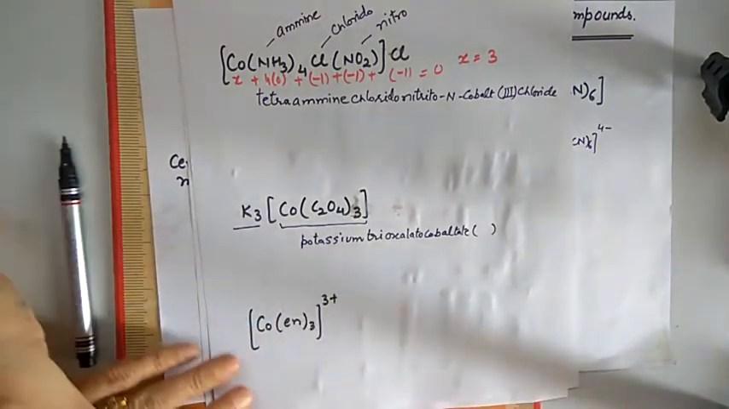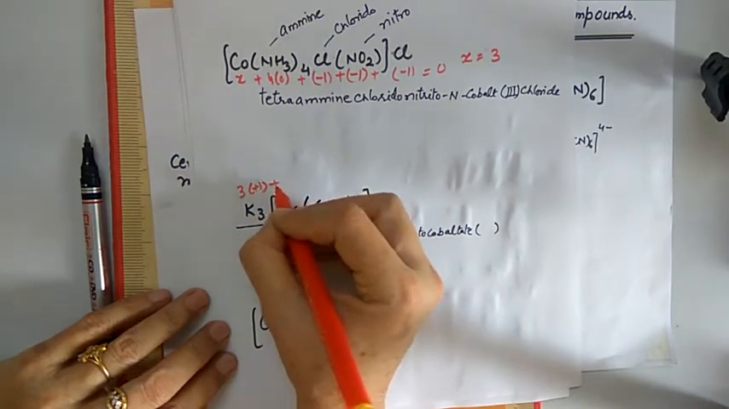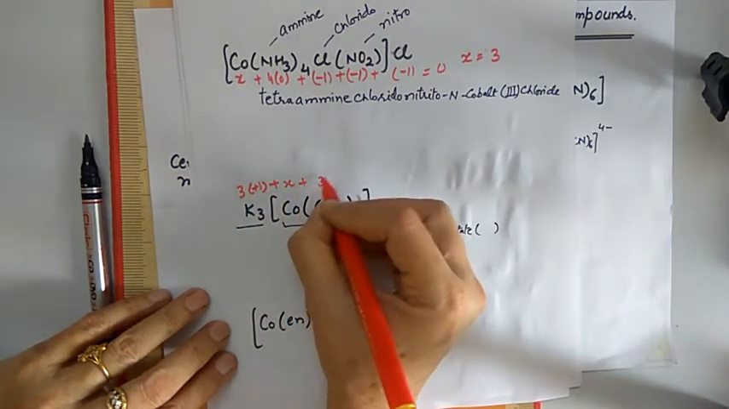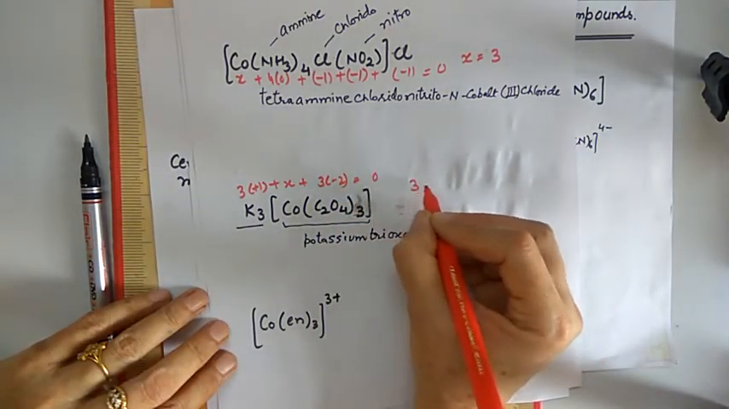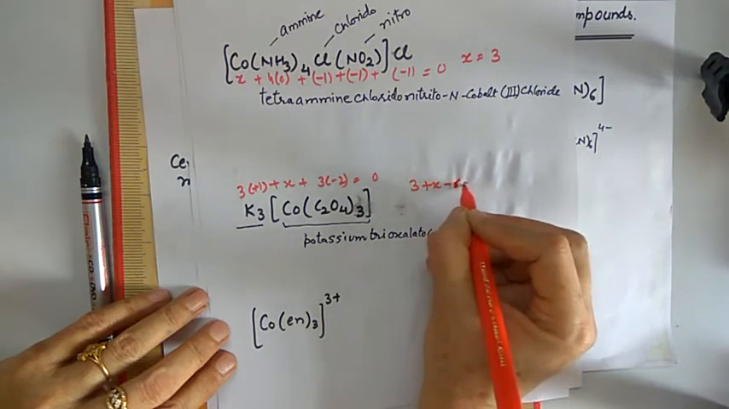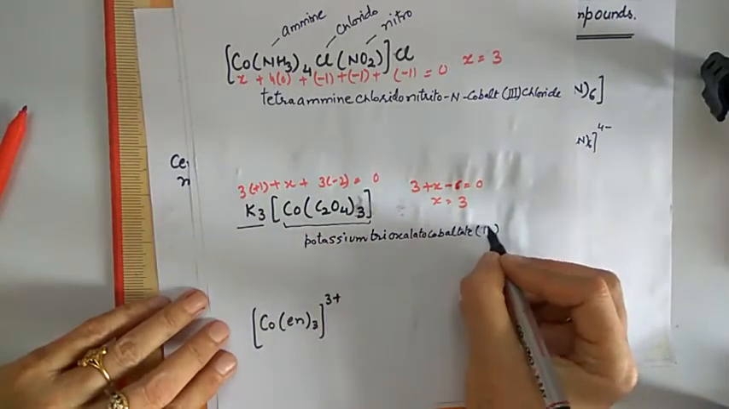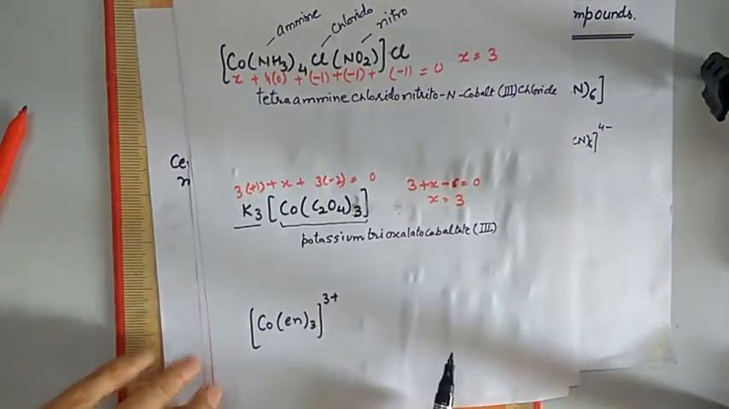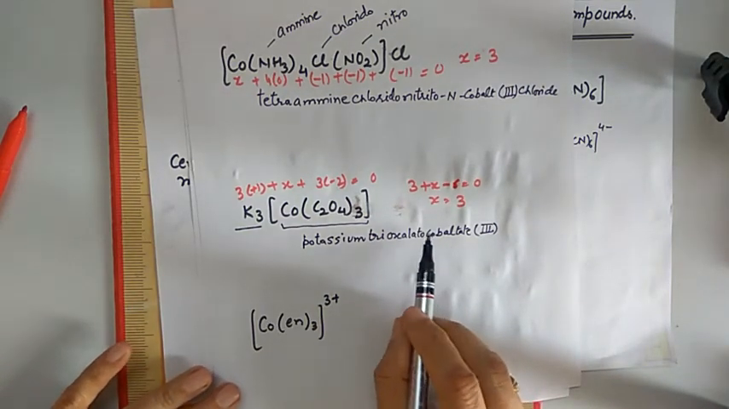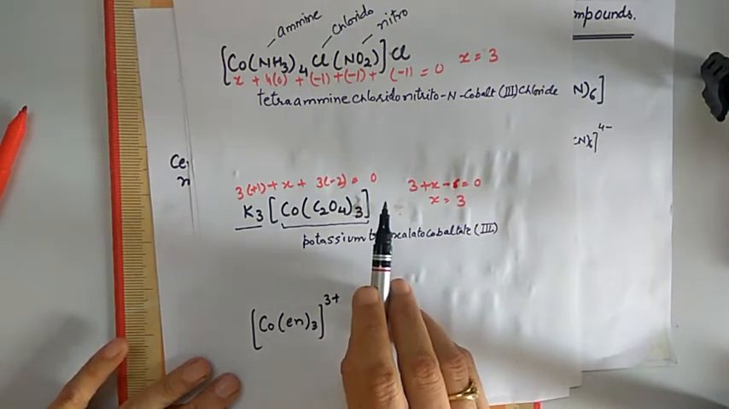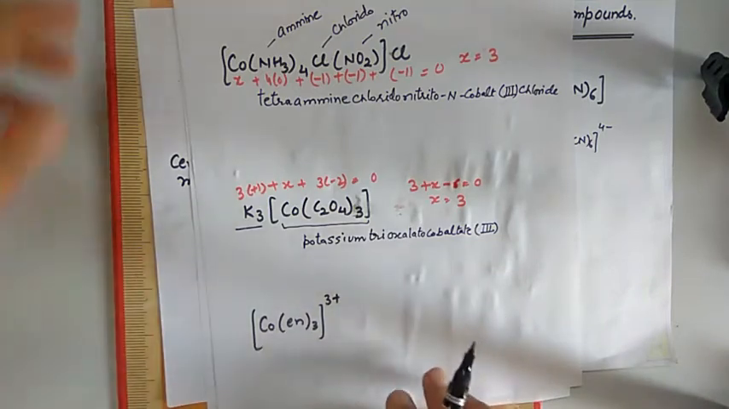So let us find the oxidation state of the metal: 3 into +1 plus X plus 3 into -2 equal to 0. So it will be 3 plus X minus 6 equal to 0. X is equal to 3. So it will be 3. So the only difference is that while writing the name of the metal in the complex ion, if it is positive, the name of the metal will remain the same, but if it is negative, the name of the metal will end with ATE.